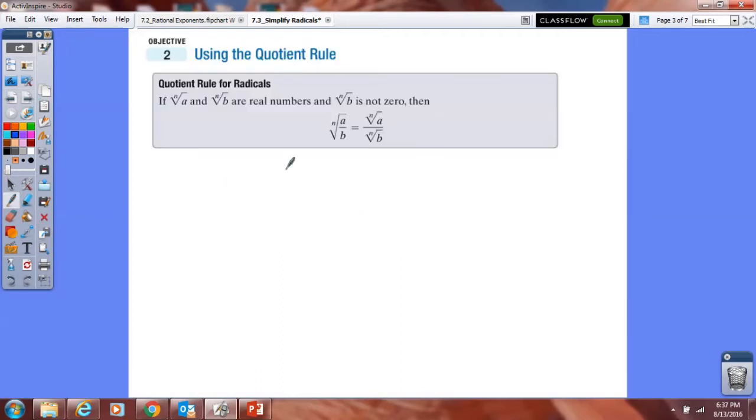The quotient rule says that if you've got a radical that's got a fraction underneath, you can take the top and the bottom and separate each of them out. For example, I could do the square root of 4 over 9 and get the square root of 4 over the square root of 9, which will end up getting 2 over 3.